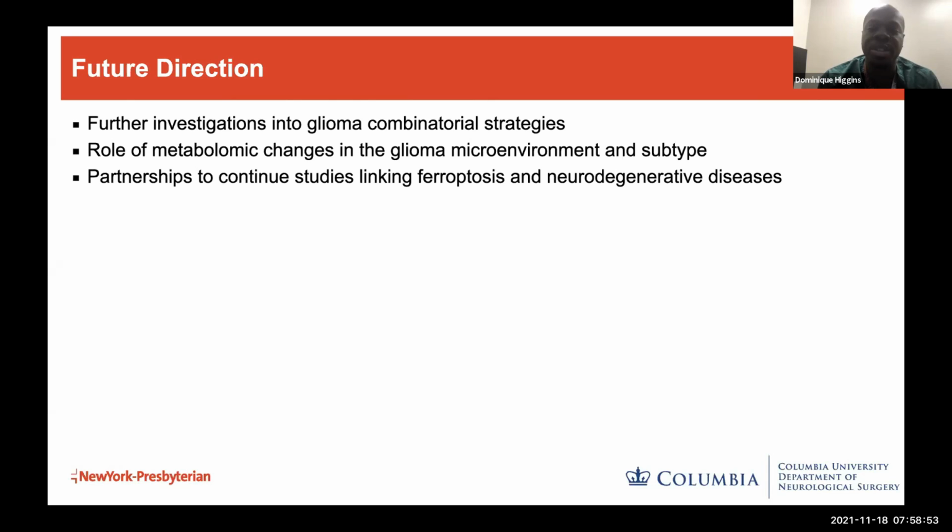And then also, how does this play a role with the different subtypes? We have some evidence that IDH mutants may be more sensitive to this, suggesting that low-grade gliomas could also benefit, but it's something that we're working out. And like I said, we'll continue doing these studies linking ferroptosis inhibition in neurodegenerative diseases, which I think is an exciting forefront and a novel area of pursuit for a group of diseases without any reliable treatments for reversing the progression.